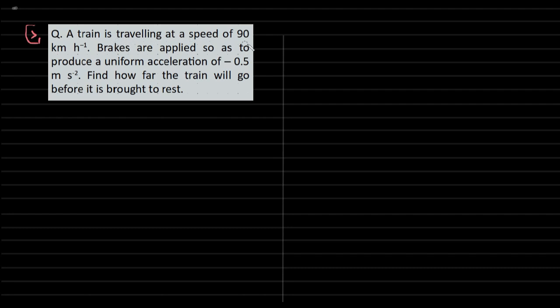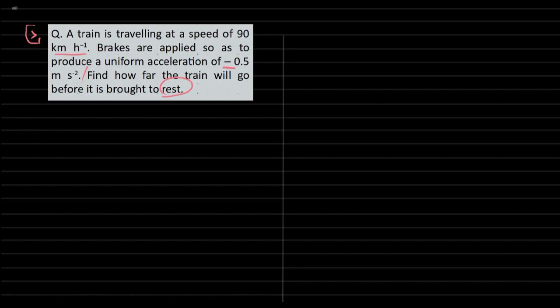A train is traveling at a speed of 90 km per hour. It's important to know that it's in kilometer per hour. Brakes are applied so as to produce a uniform acceleration of minus half meter per second squared. Find how far, so basically the distance is to be found, the train will go before it's brought to rest.